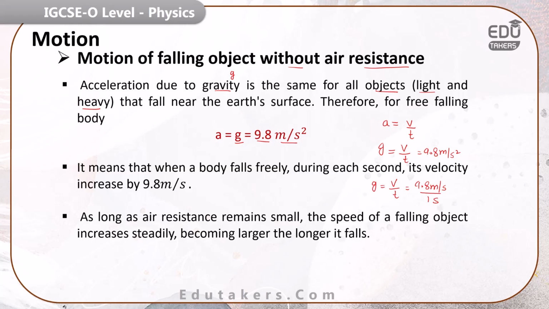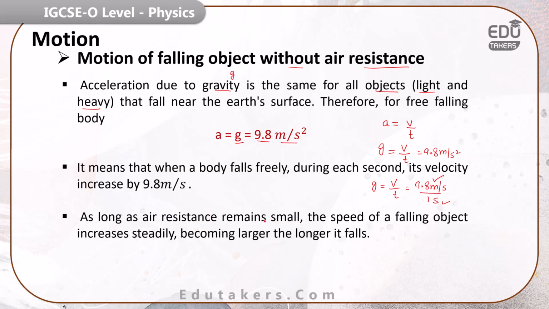I can simply say that for all the objects that fall freely, during 1 second, their velocity increases by 9.8 meter per second. Because here the speed is 9.8 meter per second and the time is 1 second. So in 1 second, the velocity increases by 9.8 meter per second. This is only true for the free falling object, not for all objects.